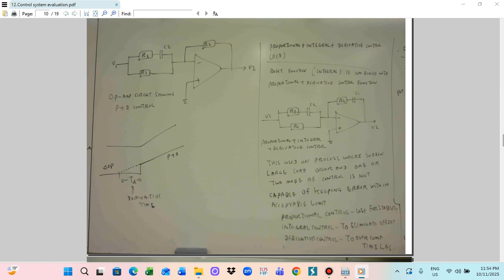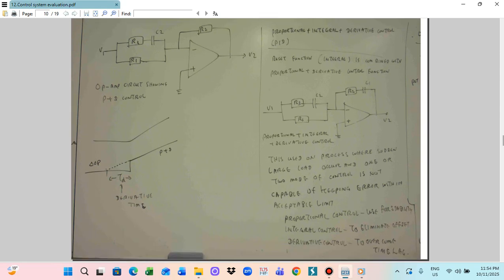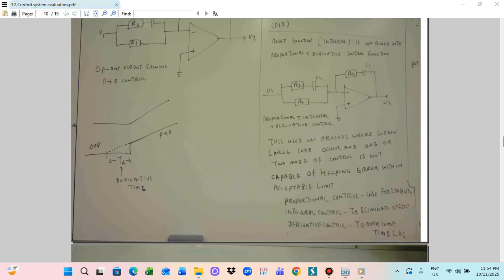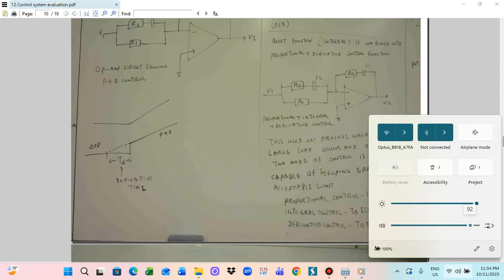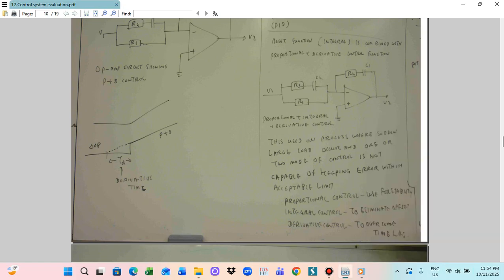Then the R2 is connected across the negative of the operational amplifier and the output. So that will be the electrical diagram of the proportional and derivative controls. We also utilize this function only with the sense derivative control. Derivative control means rate of the change and proportional means the magnitude of the change.